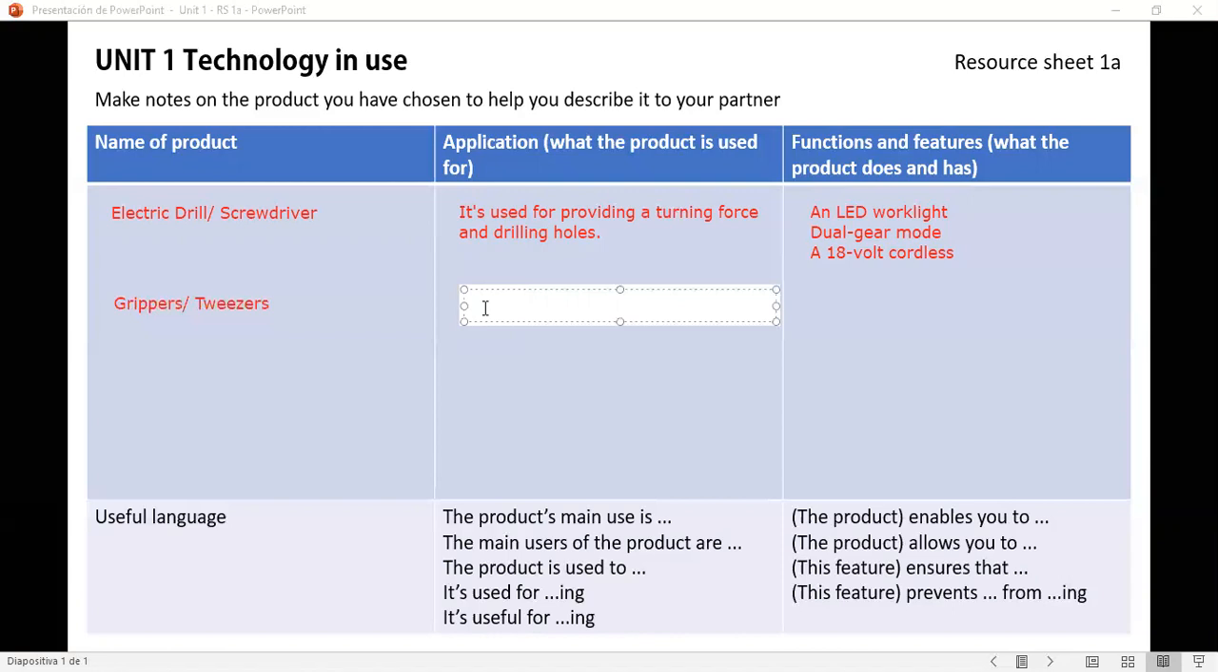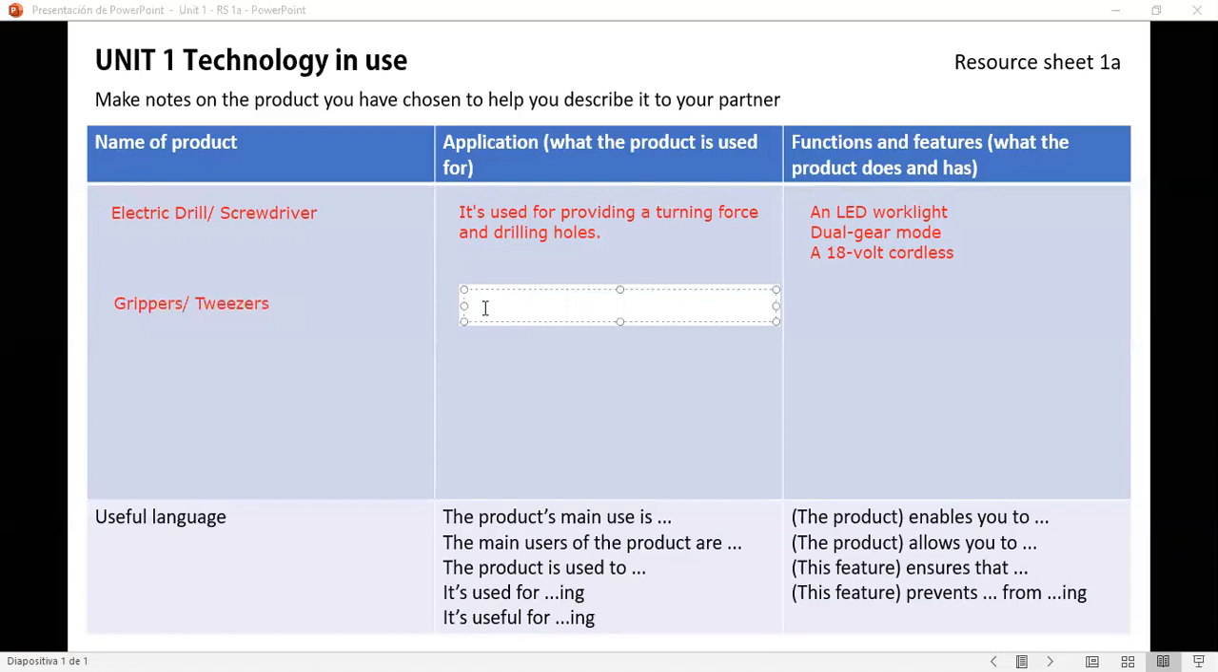In this case, the grippers have a double function. Grippers can be the things that you use in your hand to exercise your hand. Maybe you have heard of those things. And the tweezers are actually the synonym of it, like the things that you use to take out something tiny, the very thin little pinzas. Yes, those are the tweezers.